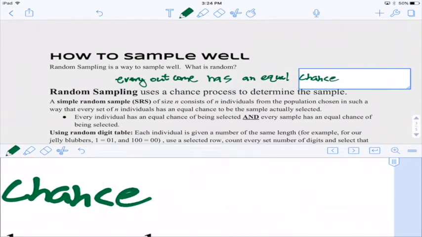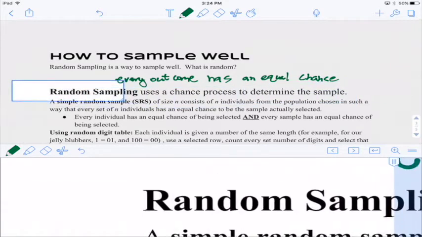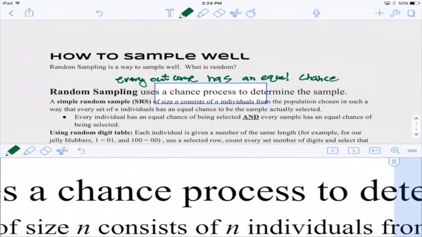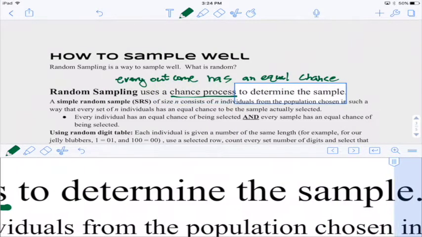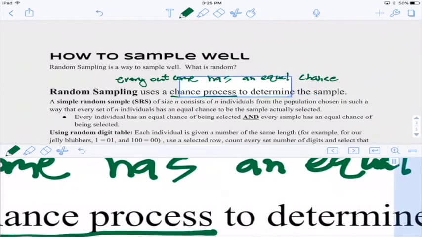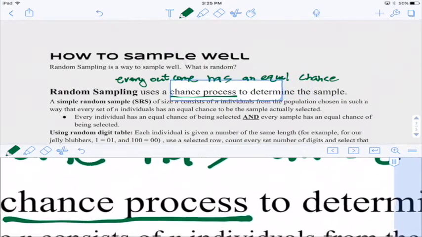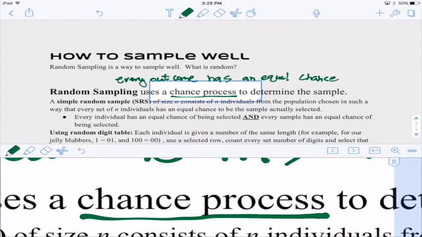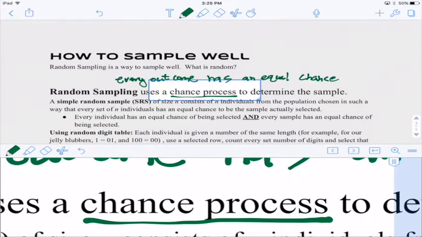That's enough right there. I could say more. So every outcome has an equal chance of happening. Okay? Random sampling uses a chance process. That's something we're going to hear a lot to determine the sample. So we're not just picking what people say randomly, because it's not usually random. This chance process means that you have to do something that happens by chance. You don't use your mind.